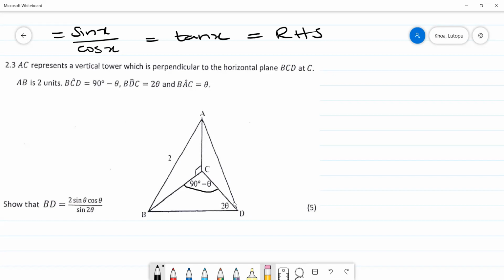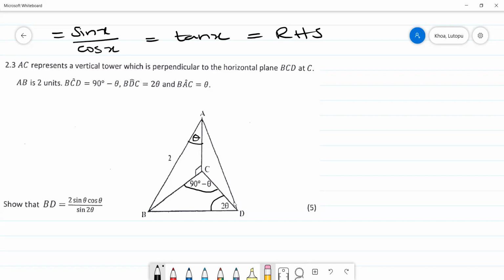Then BDC is 2 theta, and then BAC, this angle here, is theta. So this is an angle that is in the air. All right. Then show that BD, this length over there, is 2 sine theta cos theta over sine 2 theta.